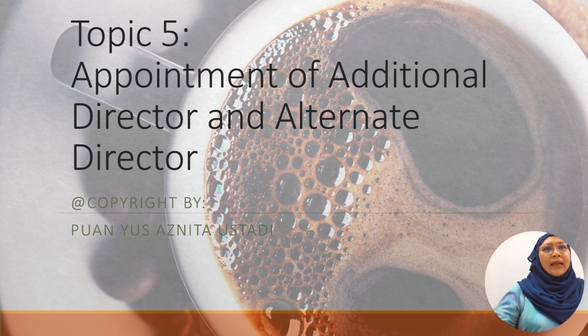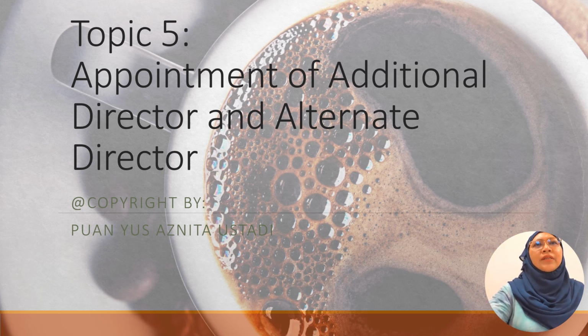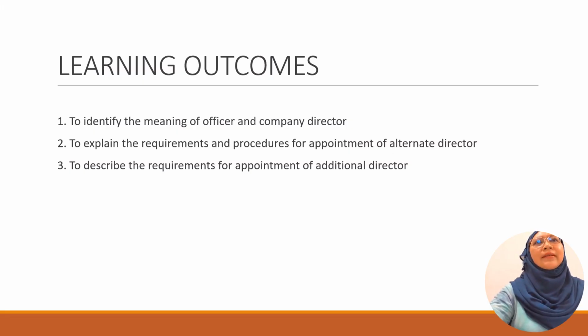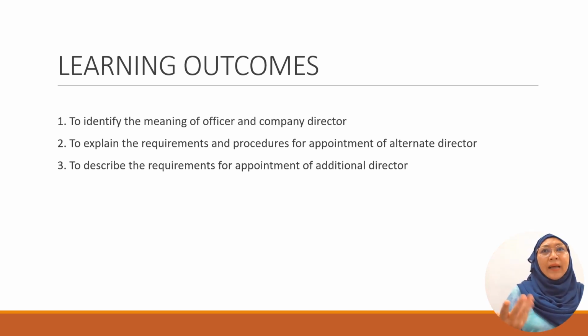Let's move on to what's next. In the learning outcomes, you will be able to identify the meaning of officers and also the meaning of company directors, explain the requirements and procedures for appointment of alternate director, and describe the requirements for appointments of additional directors.